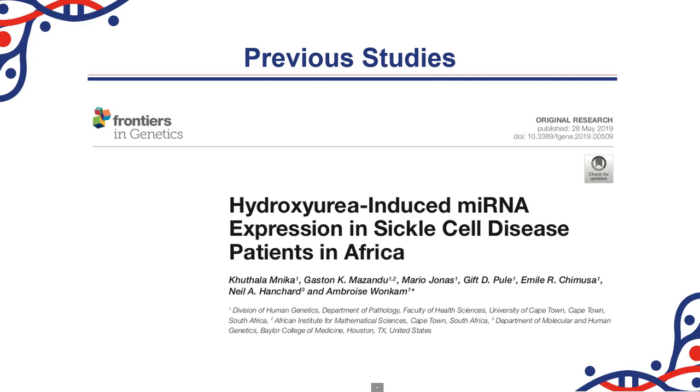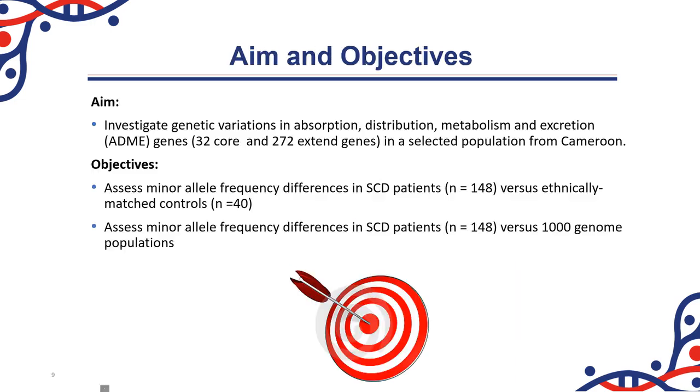Currently, in our study, we have reported on hydroxyurea-induced microRNA expression in sickle cell disease patients in Africa. The microRNAs that we have reported in this study target genes that have already been reported to be associated with the level of fetal hemoglobin and hydroxyurea expression.